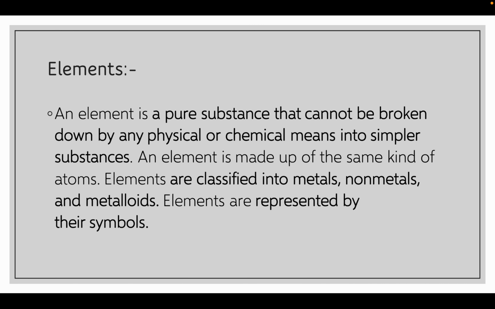An element is a pure substance that cannot be broken down by any physical or chemical means into simpler substances. Well, this means that an element is the most simple substance you can find. Then an element is made up of the same kind of atoms. Elements are classified into metals, non-metals and metalloids. Elements are represented by their symbols.